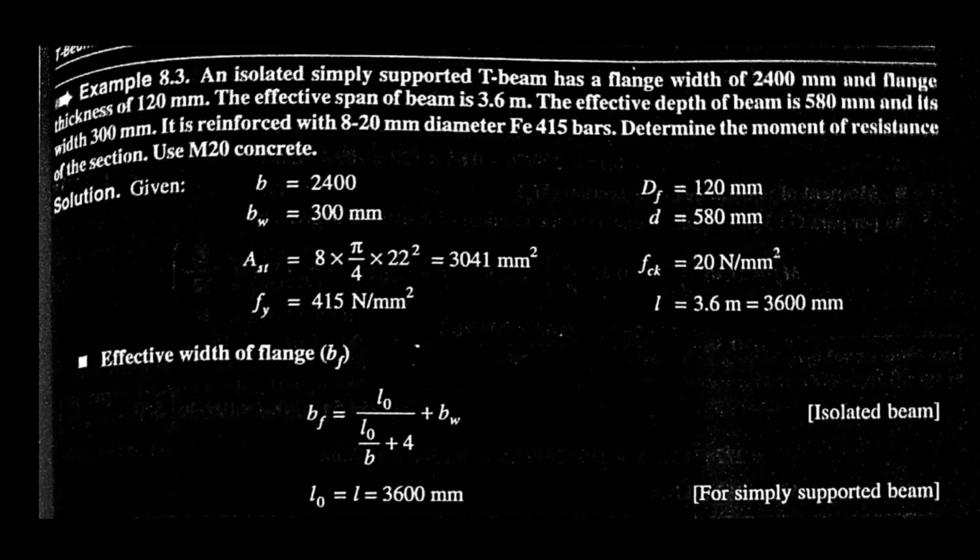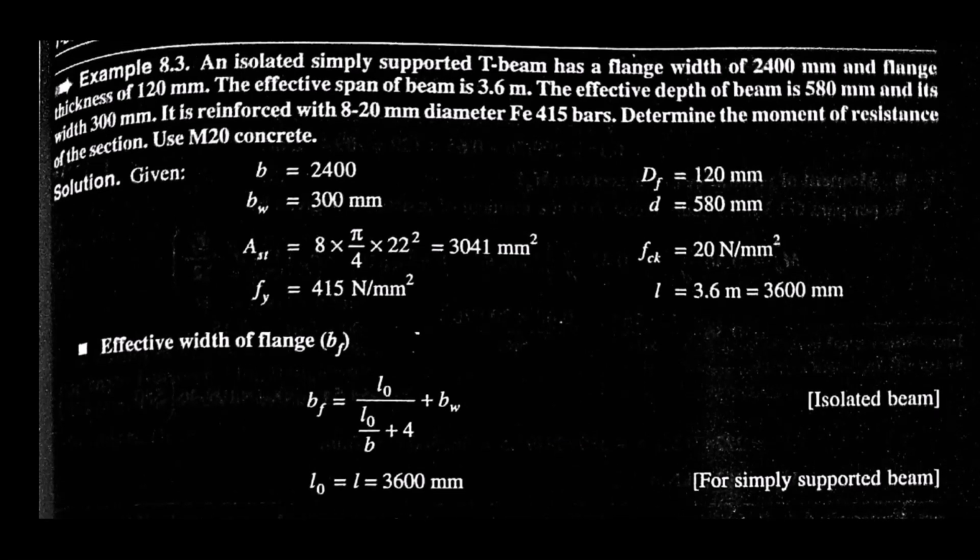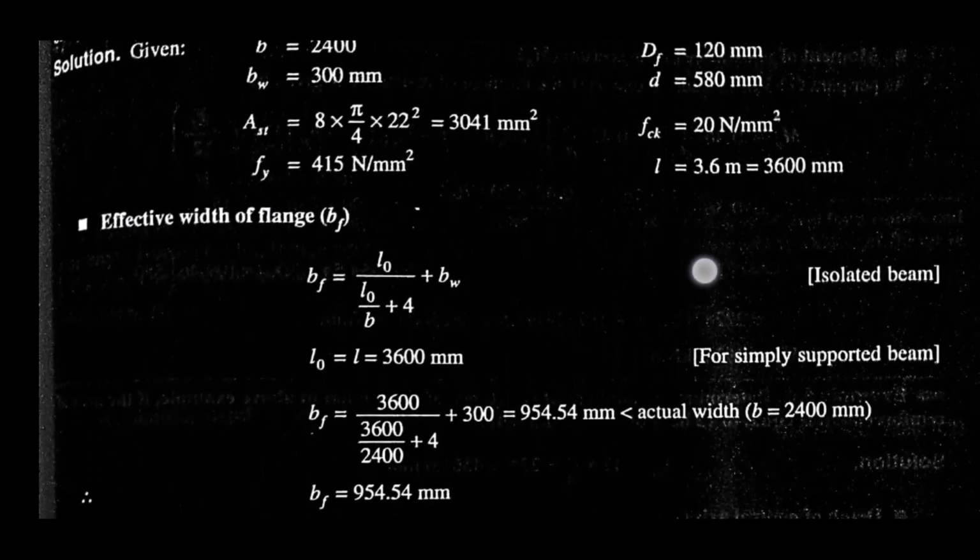Now we have to find out effective width of flange. We have to use the formula for isolated beam because in this question it is mentioned it is an isolated T-beam. So bf is equals to L0 by ((L0 by b) plus 4) plus bw. Here L0 is equals to L because this is simply supported, that is equals to 3600 mm. So bf is equals to 3600 by ((3600 by 2400) plus 4) plus 300, that is equals to 954.54 mm, which is less than the actual width, that is 2400 mm. So effective width of flange is 954.54 mm.